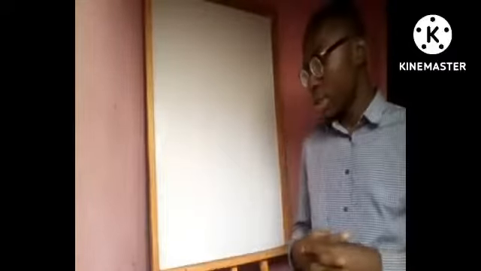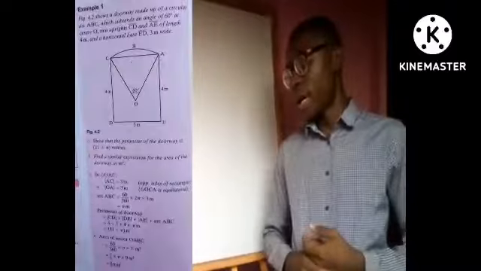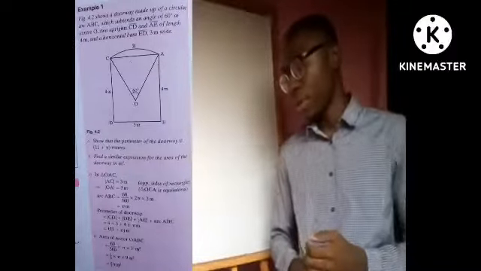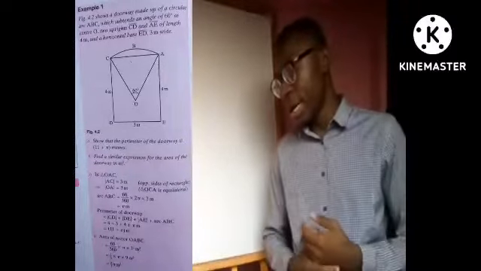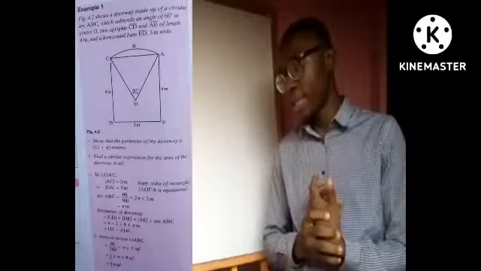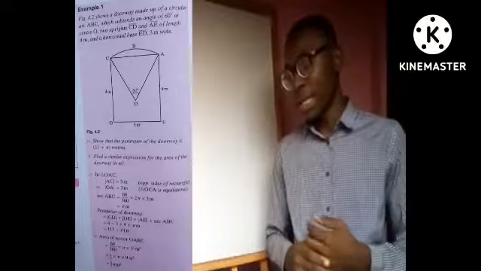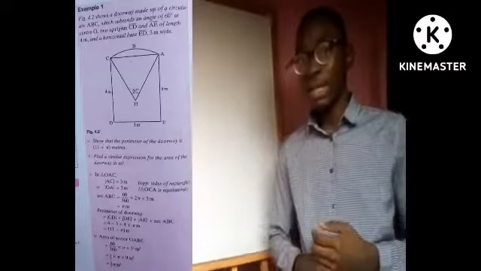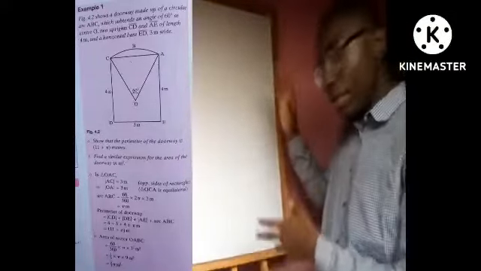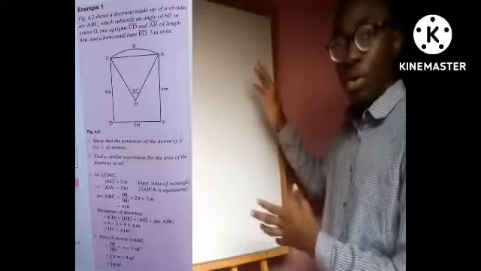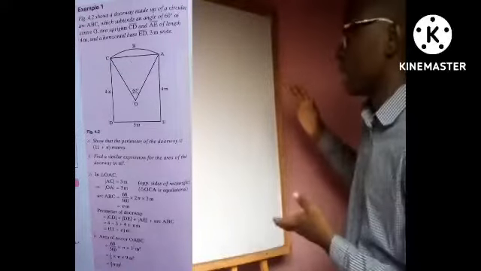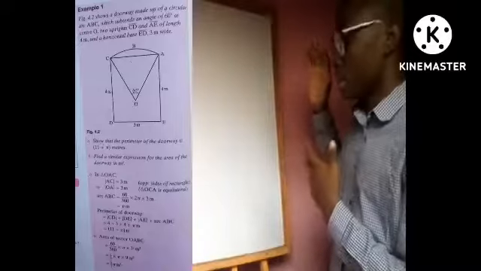Now the first example, example 1, is: Figure 4.2 shows a doorway made up of a circular arc AB, which subtends an angle of 60 degrees at center O, 2 uprights CD and AE of length 4 meter, and a horizontal base ED 3 meter wide. You can see the shape. The shape is a rectangle in conjunction with a circle.